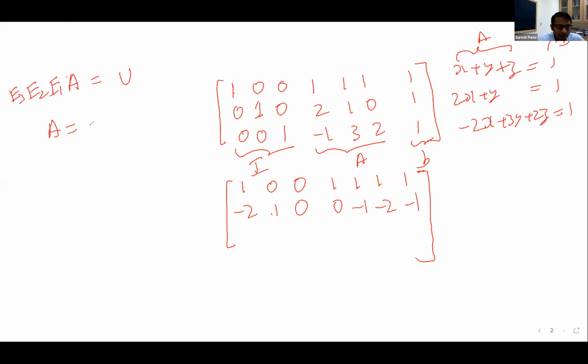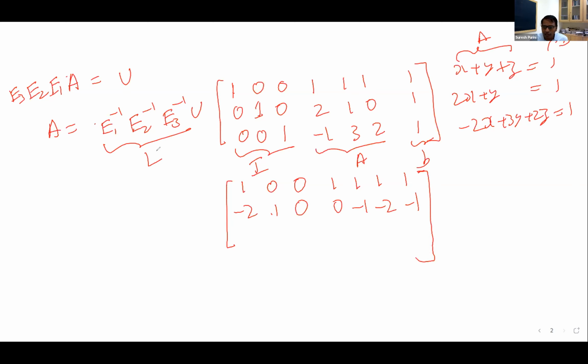So A is equal to E1 inverse, E2 inverse, E3 inverse into U. We have to record it in a different way. Essentially, this is the L matrix actually. We can get the L matrix by recording it in a different way. Then we should be able to get it.